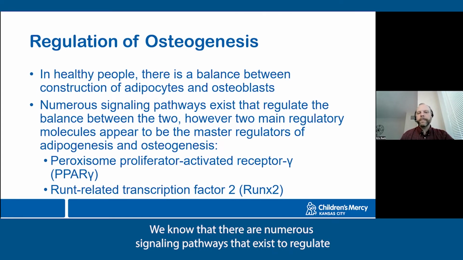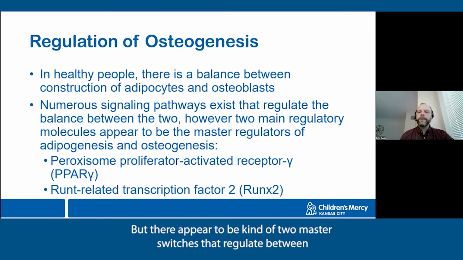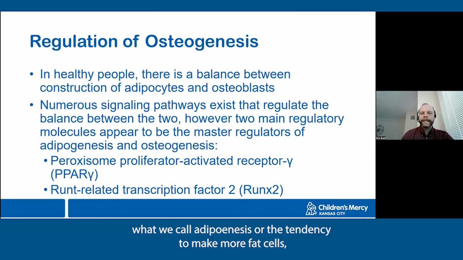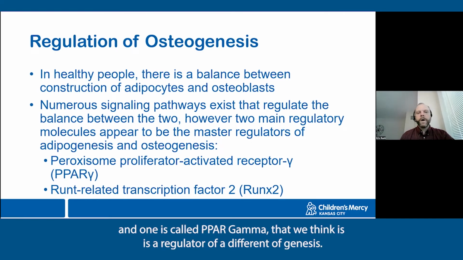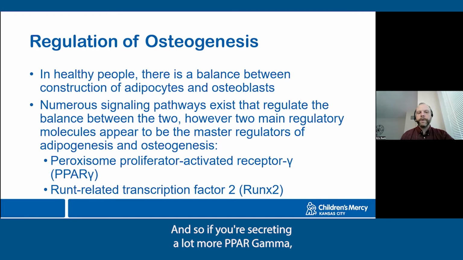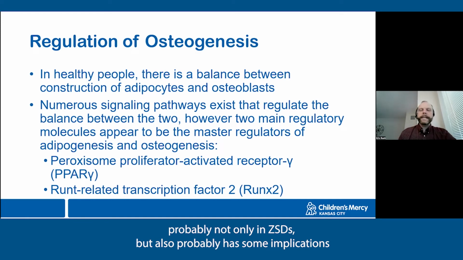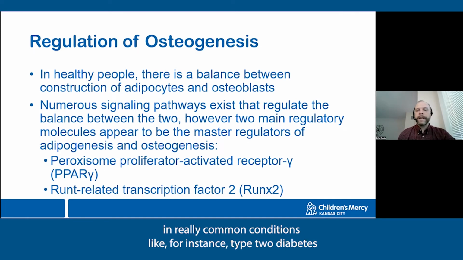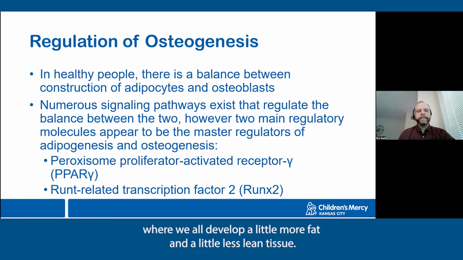We know that there are numerous signaling pathways that exist to regulate the balance between forming fat cells or forming bone cells, but there appear to be kind of two master switches that regulate between what we call adipogenesis, or the tendency to make more fat cells, and osteogenesis, the tendency to make more bone cells. And one is called PPAR gamma, that we think is a regulator of adipogenesis. And so if you're secreting a lot more PPAR gamma, you're going to make more fat cells. This has some implications, probably not only in ZSDs, but also probably has some implications in really common conditions, like, for instance, type 2 diabetes, and also probably has some effect on just normal aging, where we all develop a little more fat and a little less lean tissue.